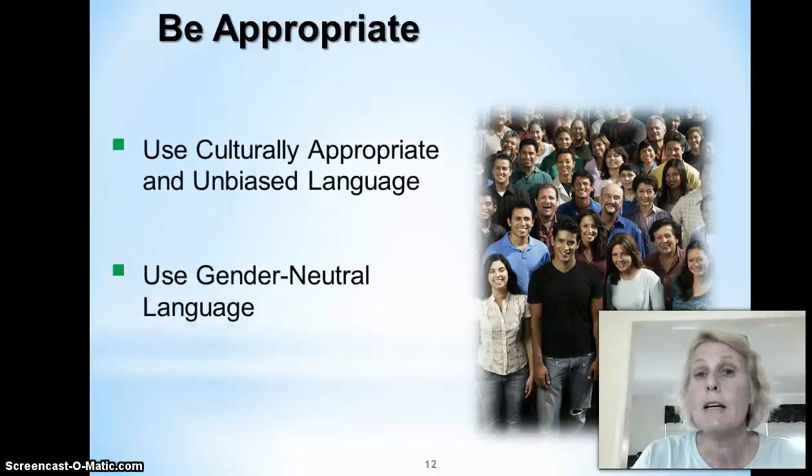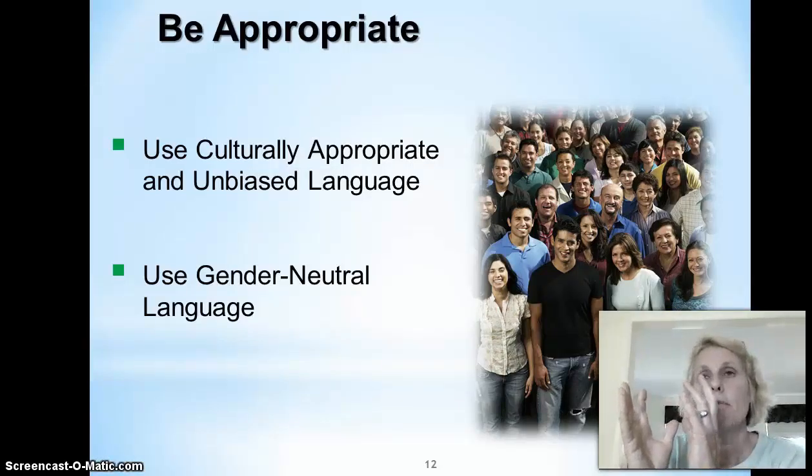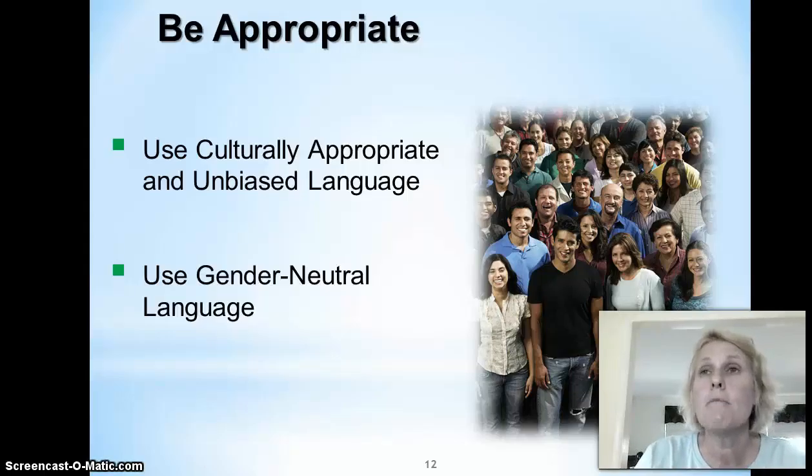Be appropriate. We live in a politically correct world. Be appropriate when you're speaking. Use correct gender neutral language. If you're talking about a policeman, make sure it's a man. If you're not, say police officer. Use culturally appropriate, unbiased language. Don't bring in bias. Do not ever bring bias into my class or whenever you're speaking, but make sure that your language is culturally appropriate. Please review this information in your textbook.